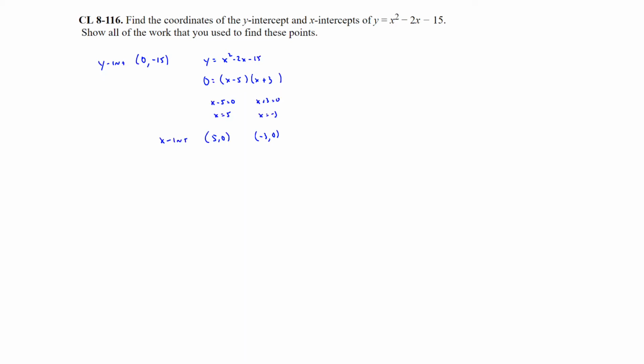And I believe that is all that it asks for. So find the intercepts, and to show work on the y-intercept, if we do need to show work, this would be y equals 0 squared minus 2 times 0 minus 15. That's y equals negative 15.